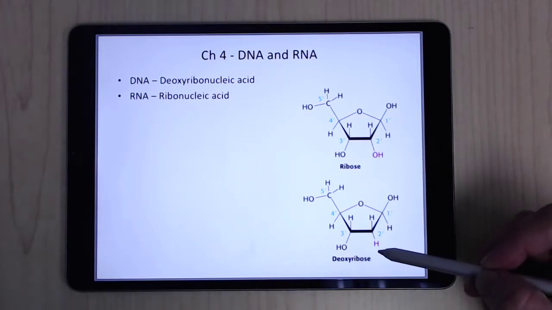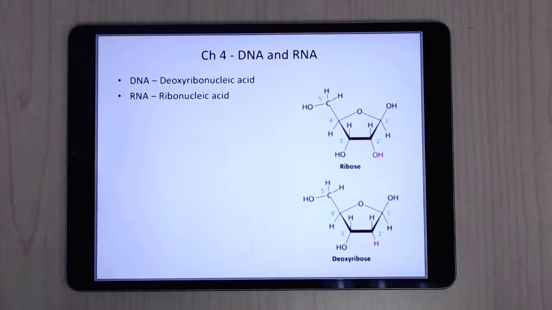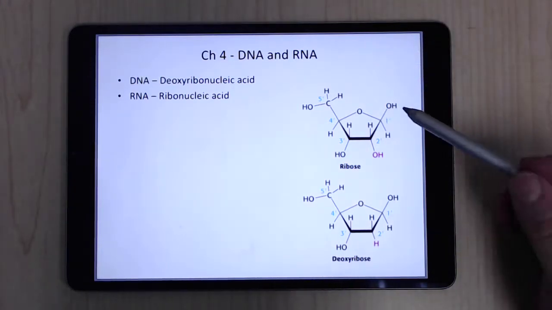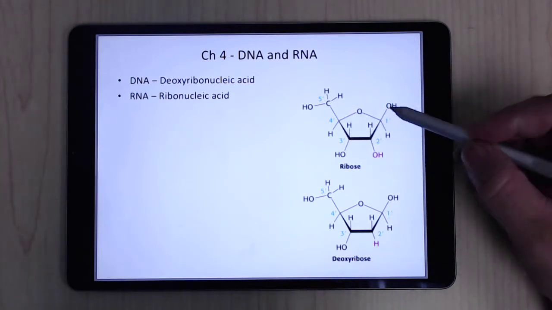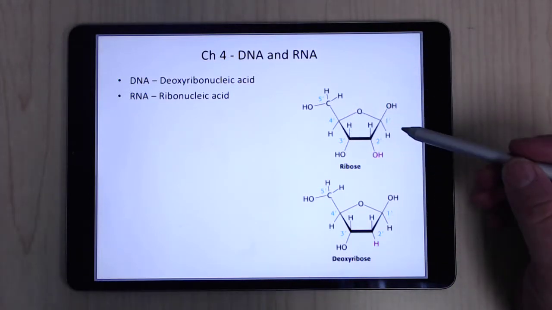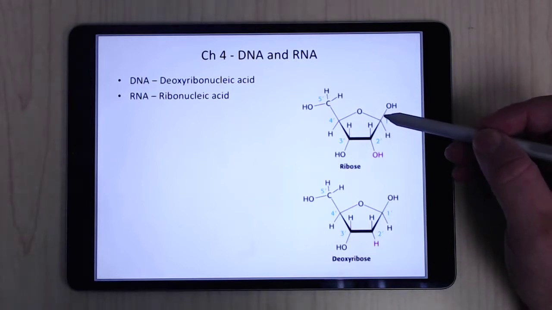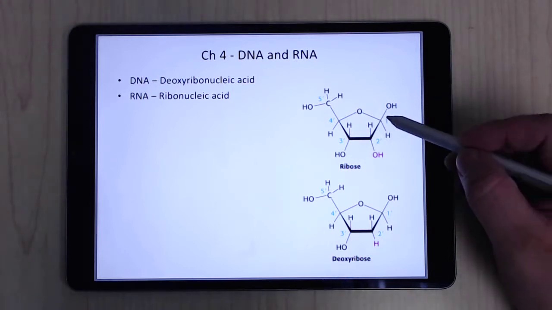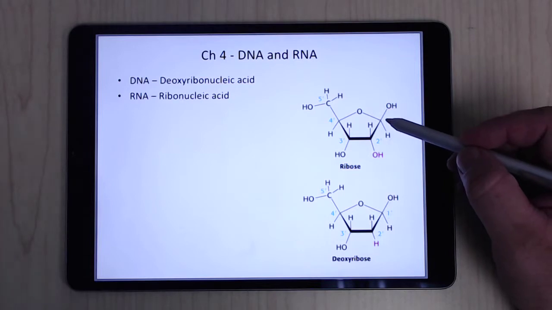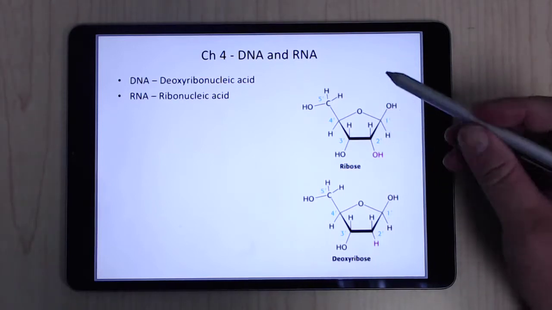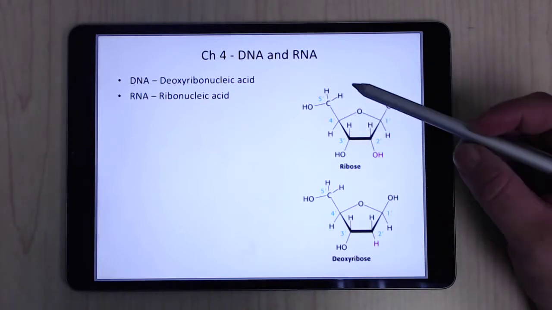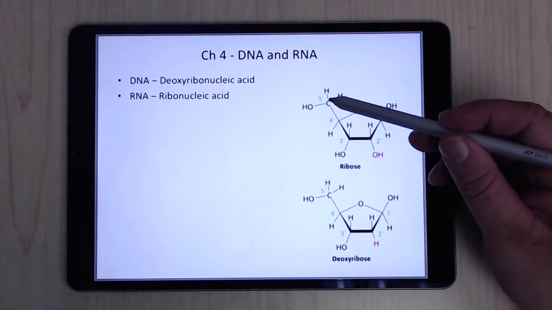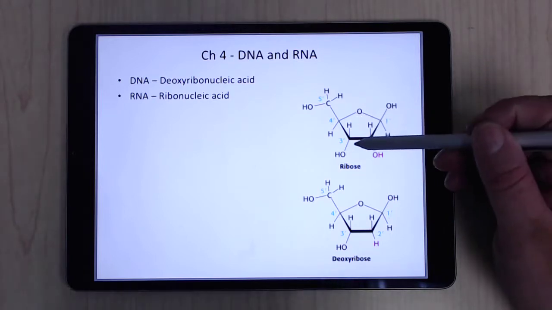OH group versus H in the sugar portion of the DNA. So the numbering, which will become important here: for carbohydrates, you typically start at the anomeric part. That's where the aldehyde is for aldo sugars. With that, the numbering is going to go 1, 2, 3, 4, 5. So when we talk about 3' and 5' positions later on, it's just the numbering for this.